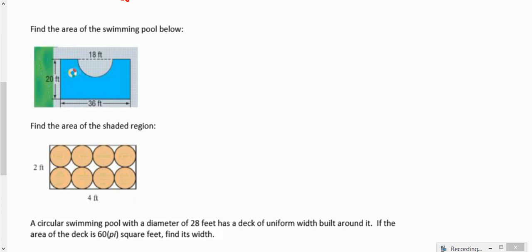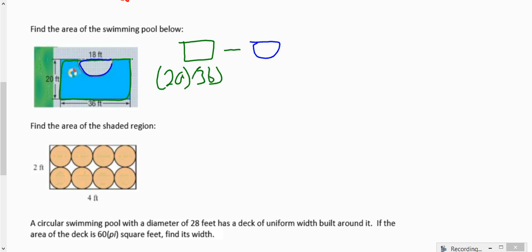Find the area of the swimming pool. Well, the swimming pool is a rectangle. So we're going to take the rectangle, and we're going to take away the concrete semicircle. And that will give us how much of it is water. So the rectangle fully is going to be 20 times 36, which will give us 720 square feet. But we're going to take away the semicircle.